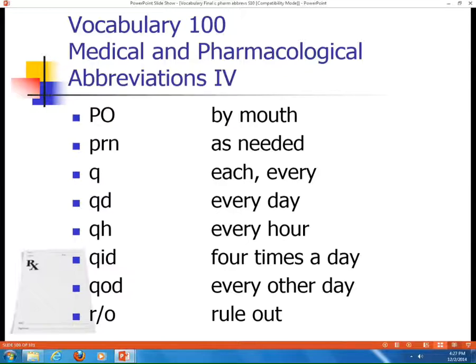RO, to rule out. So let's say a patient comes in and you suspect maybe they have diabetes, so you're going to do a blood sugar test to rule out diabetes. So you might put in a history, HX, history of frequent urination. Maybe they've got some diabetic issues. You're going to do a blood sugar test to rule out diabetes. And then if they did have a high sugar, you might come back and say the diagnosis, DX, was diabetes.